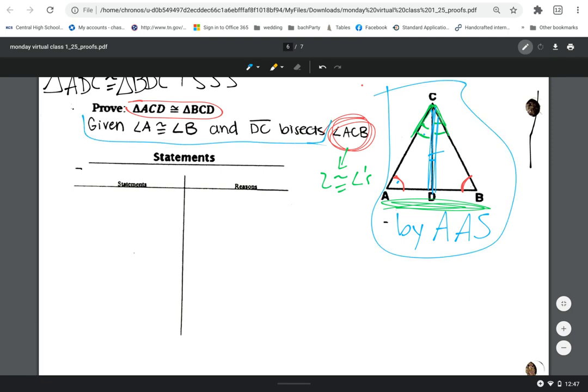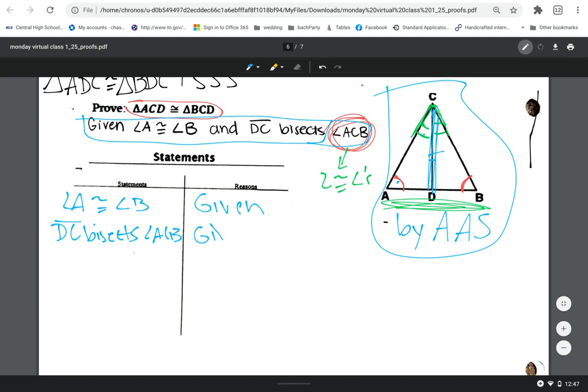So remember, write your givens first. So angle A is congruent to angle B. What's our reason? It was given. Okay, next one, DC bisects angle ACB. Why? How do we know? Given. All right, so now, did we learn anything from that? No, we just learned they're congruent, okay? Did anything happen from this statement?